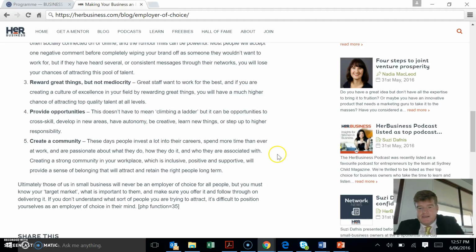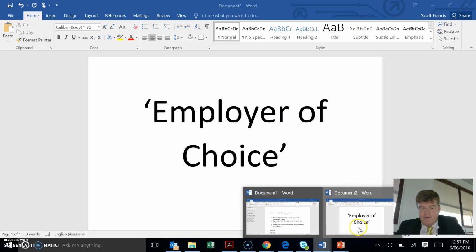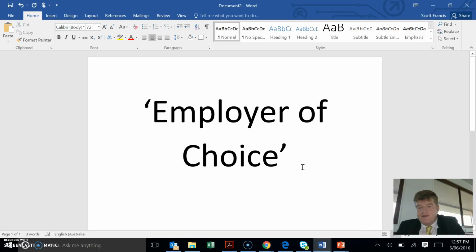So there are some ideas around this topic of employer of choice. I think it's an interesting one that potentially ties together a lot of what we might be talking about this term and could be used to tie together an answer for the exam.